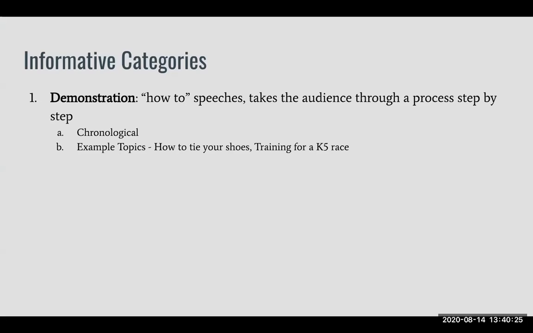The first is a demonstration, and we will sometimes call these how-to speeches. And in this type of informative speech, we're taking the audience through a process step by step. So later on, when we talk about organizational patterns, you're likely going to be using only chronological pattern, so going through each of the steps in a sequential order. Some example topics of demonstration informative speeches would be how to tie your shoes or training for a 5K running race. All of those you're going to be explaining to your audience how to do that, how to tie your shoes, how to accurately train for a race.